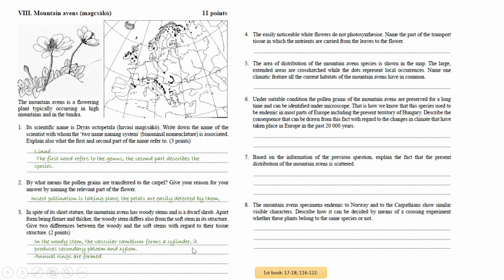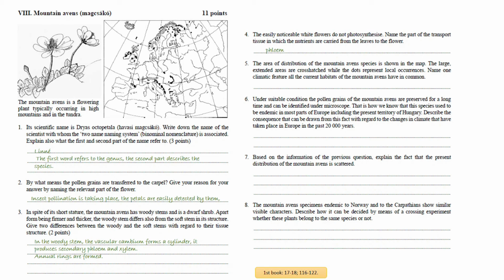Okay, so let's move on to the next exercise. The easily noticeable white flowers do not photosynthesize. Name the part of the transport tissue in which the nutrients are carried from the leaves to the flower. So the question is asking us about the vascular tissue, more specifically that vascular tissue type must be mentioned, which is responsible for transporting organic substances, namely the phloem.